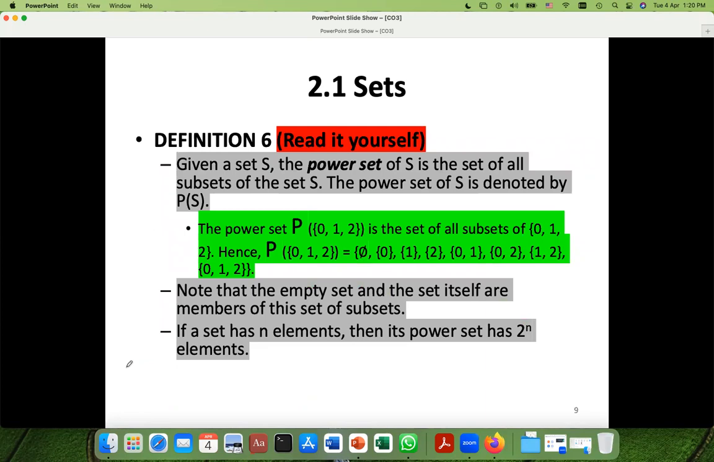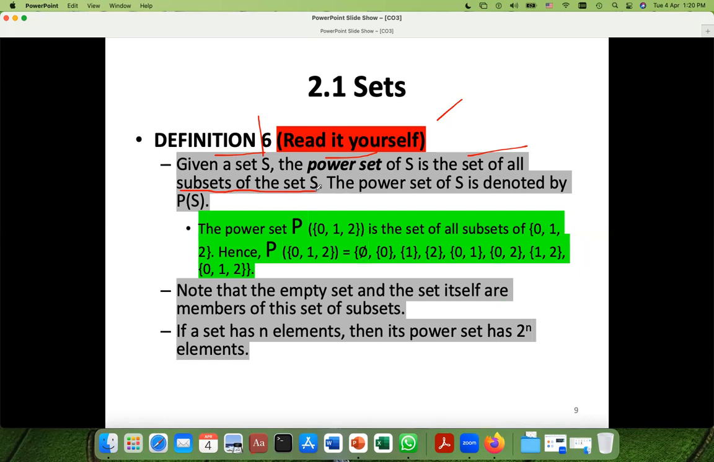Now, we will see the definition for the power set, but I have mentioned, read it yourself because it is not difficult. You have the definition of the subset now. If you have that definition, then you can understand this power set. Suppose we have a set S, what is the power set of this S? It is saying that it would be the set of all subsets of that set S.